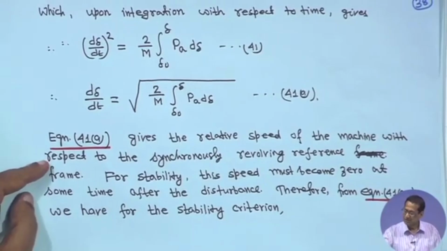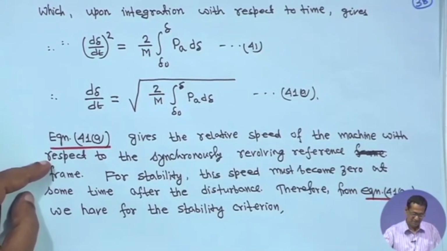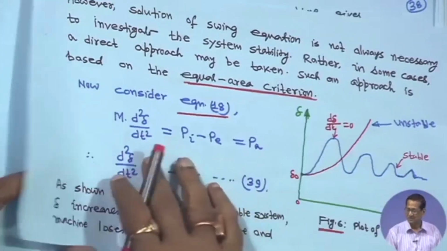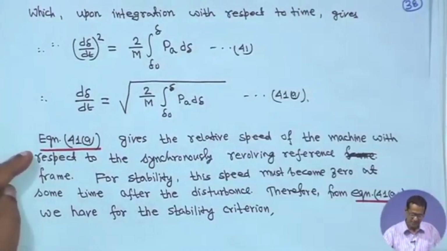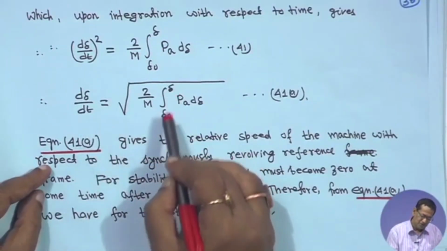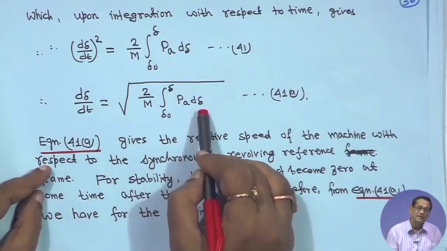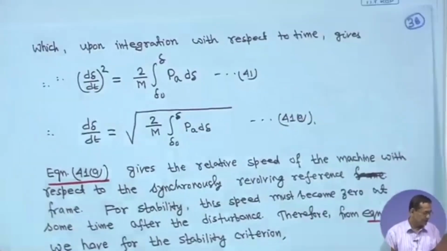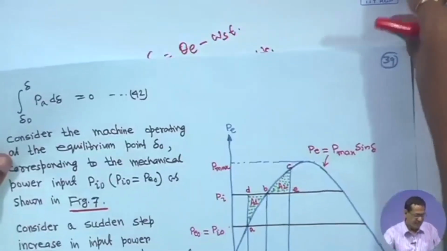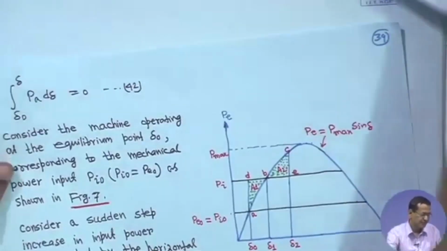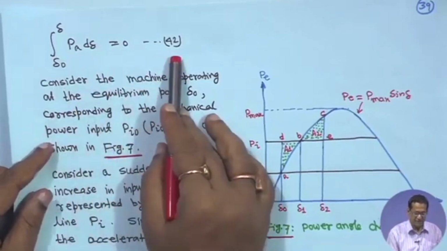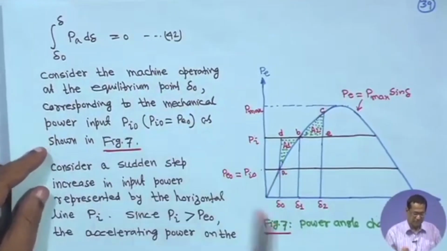I showed this graph that for stability, somewhere dδ/dt has to be 0. In that case, from equation 40, if dδ/dt is 0, then the integral from δ0 to δp of Pa dδ can be written as 0. Therefore, we can write that the integral from δ0 to δp of Pa dδ is equal to 0, say this is equation 42.